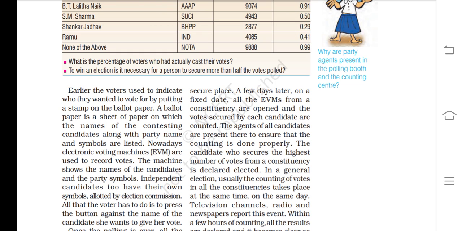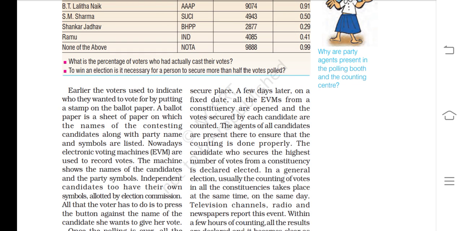The agents of all candidates are present there to ensure that the counting is done properly. Whichever candidates are standing for election, all the agents of those candidates come together and watch the counting so that it can be done in a fair manner. The candidate who secures the highest number of votes from a constituency is declared elected.